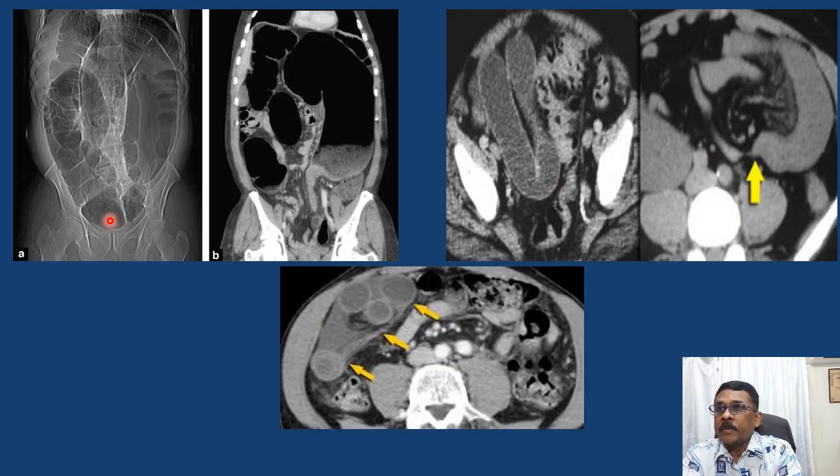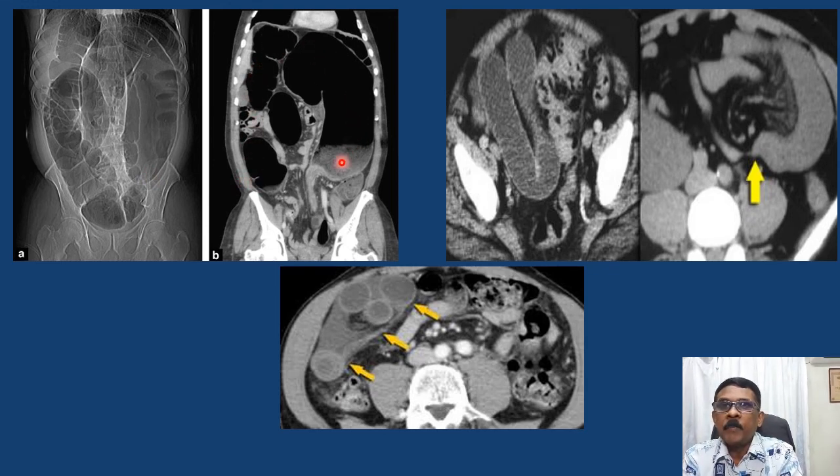Okay, these are X-rays. This is a closed loop obstruction of the large intestine. This is a sigmoid volvulus. You see, there's no distension of the small intestine. So this is a competent ileocecal valve with large bowel obstruction. This is the same one here, a large bowel sigmoid volvulus.